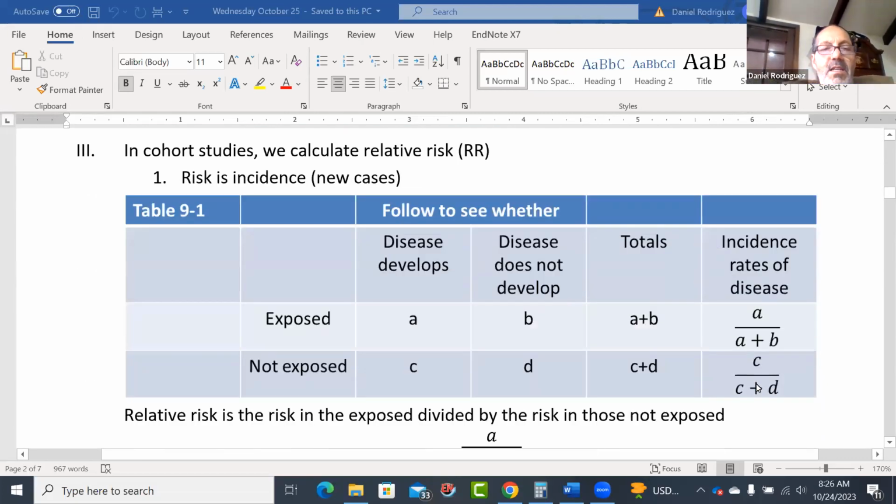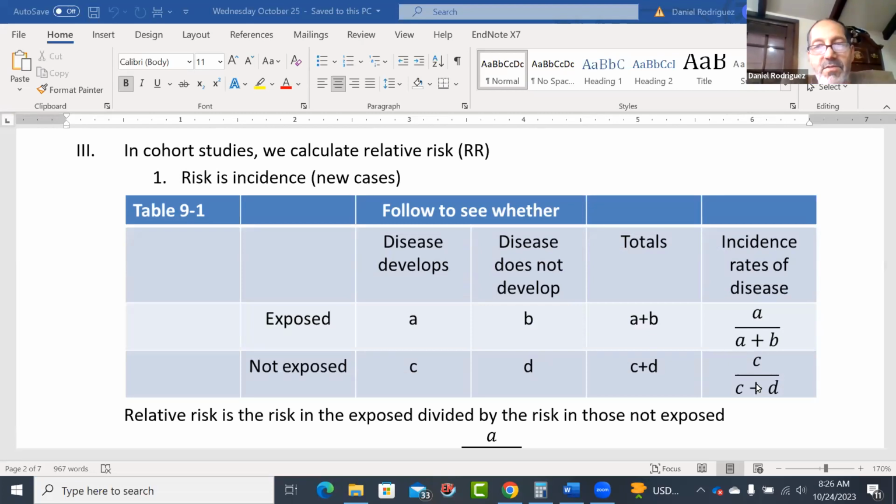So for those of you who've had me in undergrad epi, this is review. Well, I think we did this. I can't remember if we did this or not. I know we did odds ratios, but I think we did this as well. Gosh, but if not, this is new to everybody then.